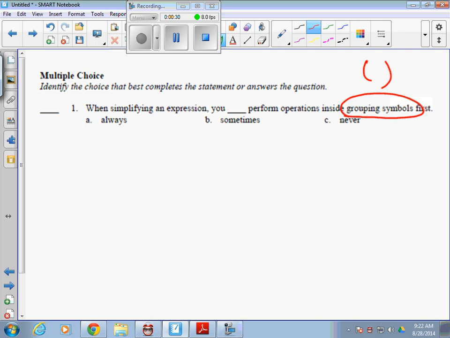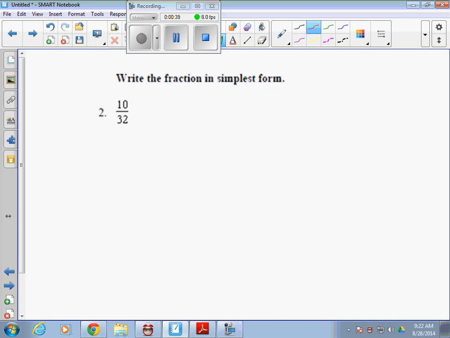The P stands for parentheses, but it's more of a general term. It is called grouping symbols. That's always first, everybody. So the best answer for this one out of the three choices you have is A, always.